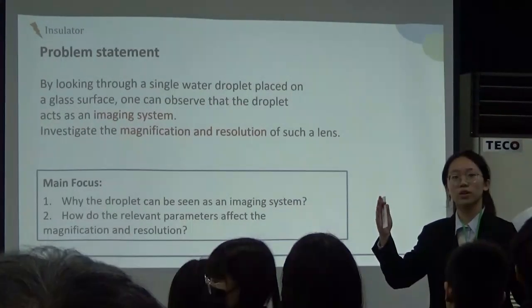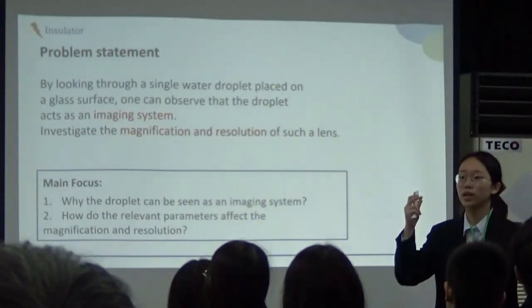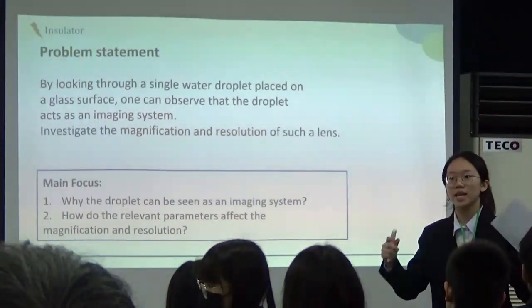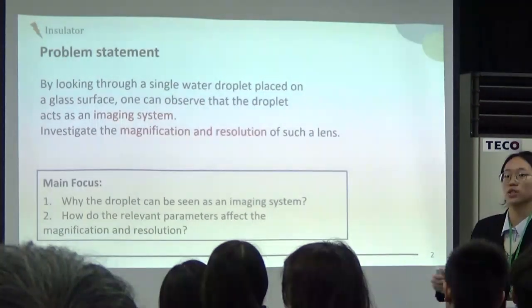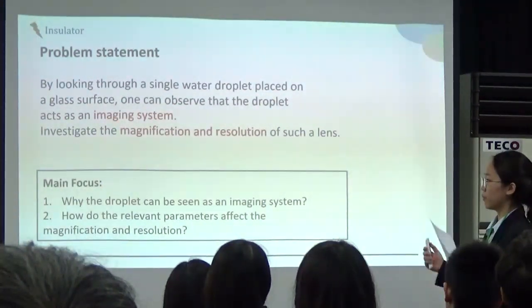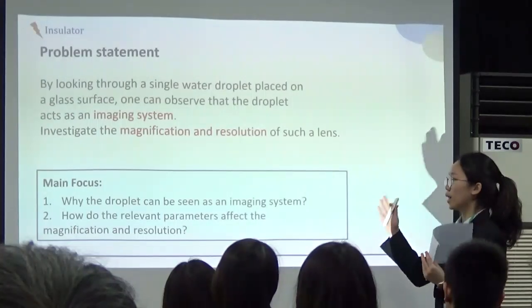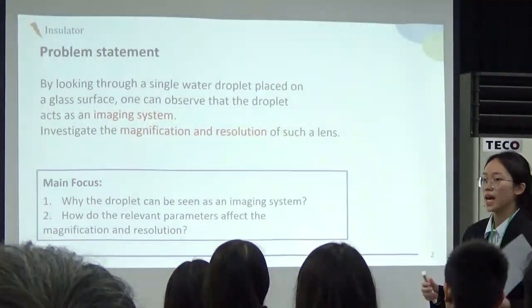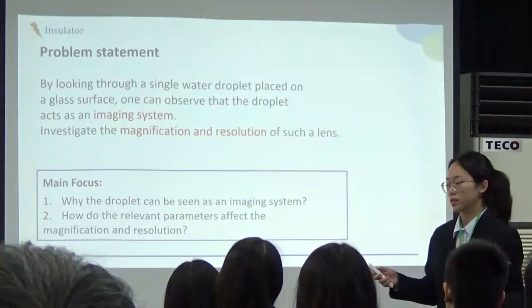By looking at a single water droplet placed on a glass surface, one can observe the droplet as an imaging system, and investigate the magnification and resolution of such an event. In my main focus, I will talk about why the droplet can be seen as an imaging system and how the relevant parameters affect the results.